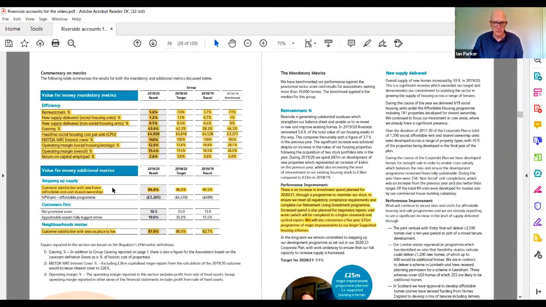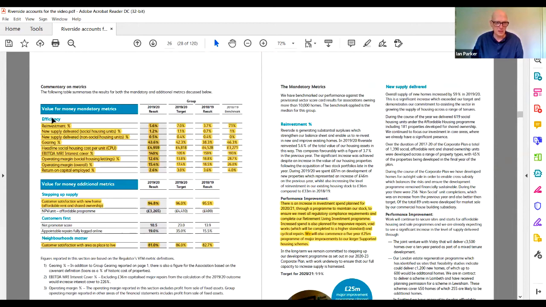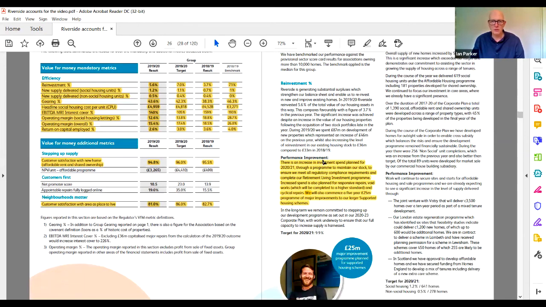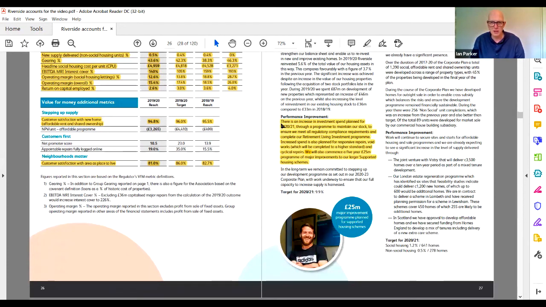If you look to the value for money section, you can see the percentage of reinvestment expressed as a percentage of turnover. If you look to the VFM metrics, there is a measurement on reinvestment there, and it compares with others. It's slightly lower than the benchmark results. However, the explanation here goes on to say there is an increase in investment spend planned for the next year through a programme to maintain our stock to ensure we meet all regulatory compliance requirements and complete our retirement living investment programme.